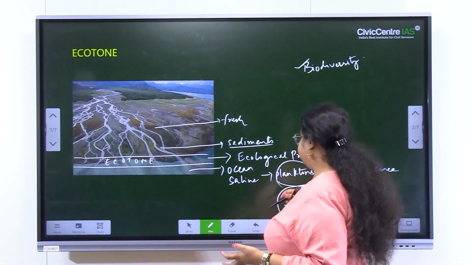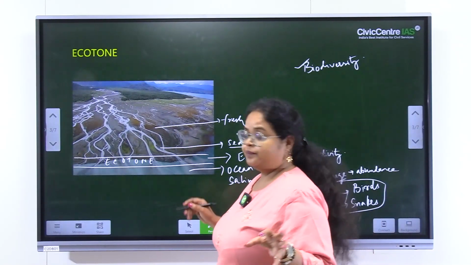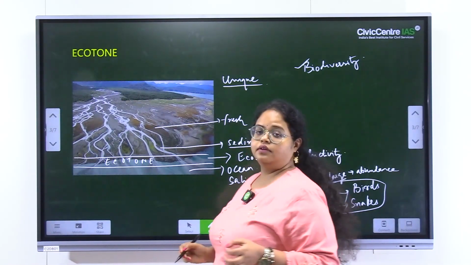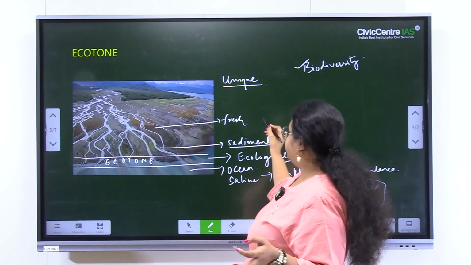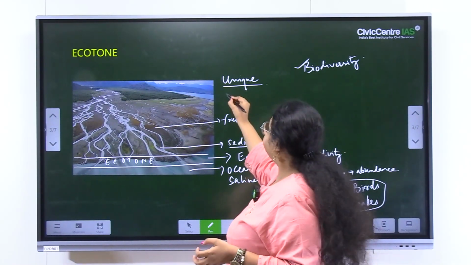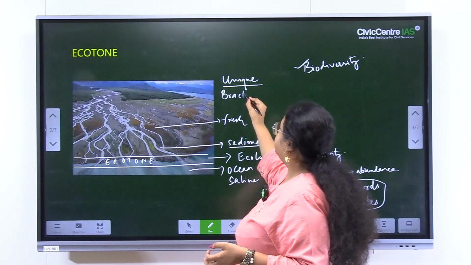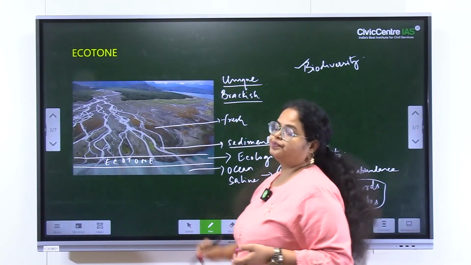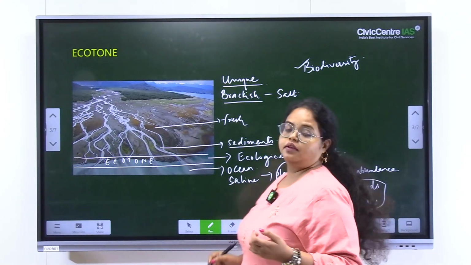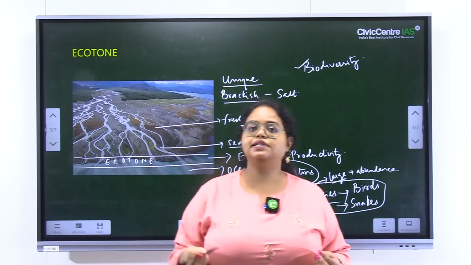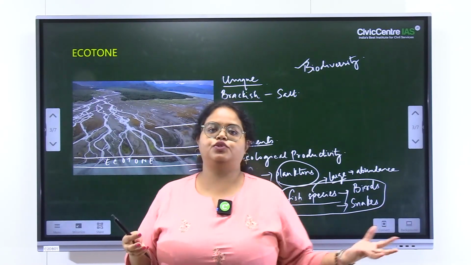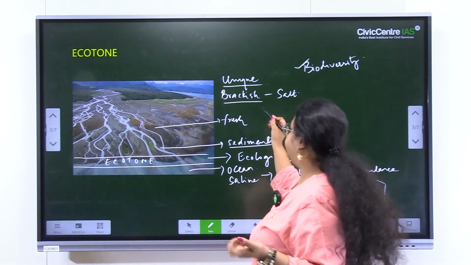So let's understand that the species found in an ecotone are also unique in nature. Why are they unique in nature? For example, we can find here fresh water and ocean water mixing together, forming a new kind of water which is generally called brackish water. What is brackish water? Brackish water is salt water whose salinity is not as much as that of saline water in the oceans and not as little as that of fresh water. So these kinds of waters are called brackish waters.